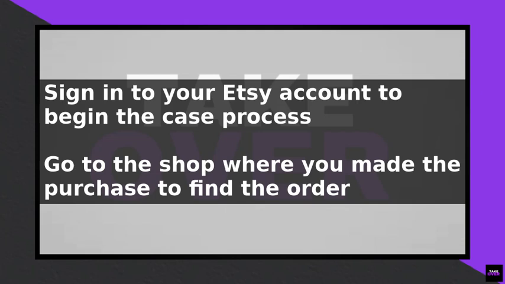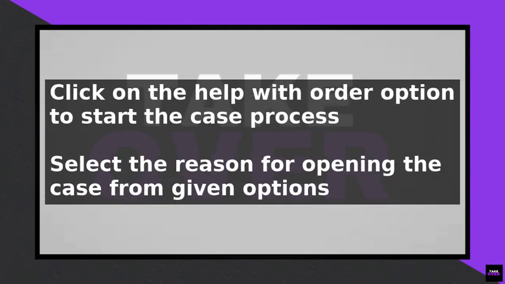To begin, sign in to your Etsy account and go to the shop where you made the purchase. Click on the purchase and then click on the review and review options. If the issue is not resolved, click on the Help with Order option. Next, click on the Still Need Help option and then select the reason for opening the case.